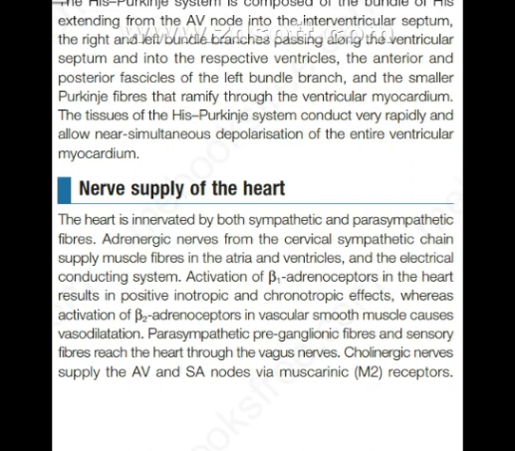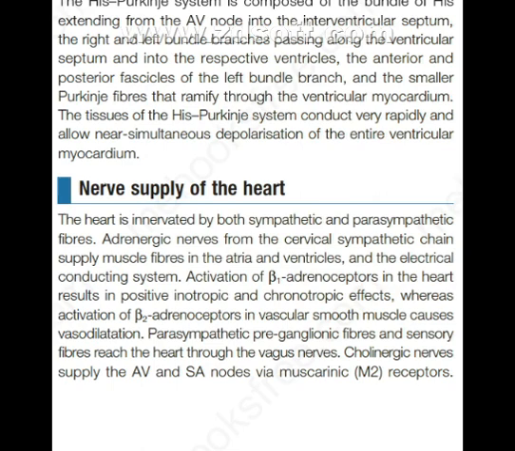Now, nerve supply of the heart. The heart is innervated by both sympathetic and parasympathetic fibers. Adrenergic nerves from the cervical sympathetic chain supply muscle fibers in the atria and ventricles and the electrical conducting system. Activation of beta-1 adrenoceptors in the heart results in positive inotropic and chronotropic effects, whereas activation of beta-2 adrenoceptors in vascular smooth muscle causes vasodilatation.